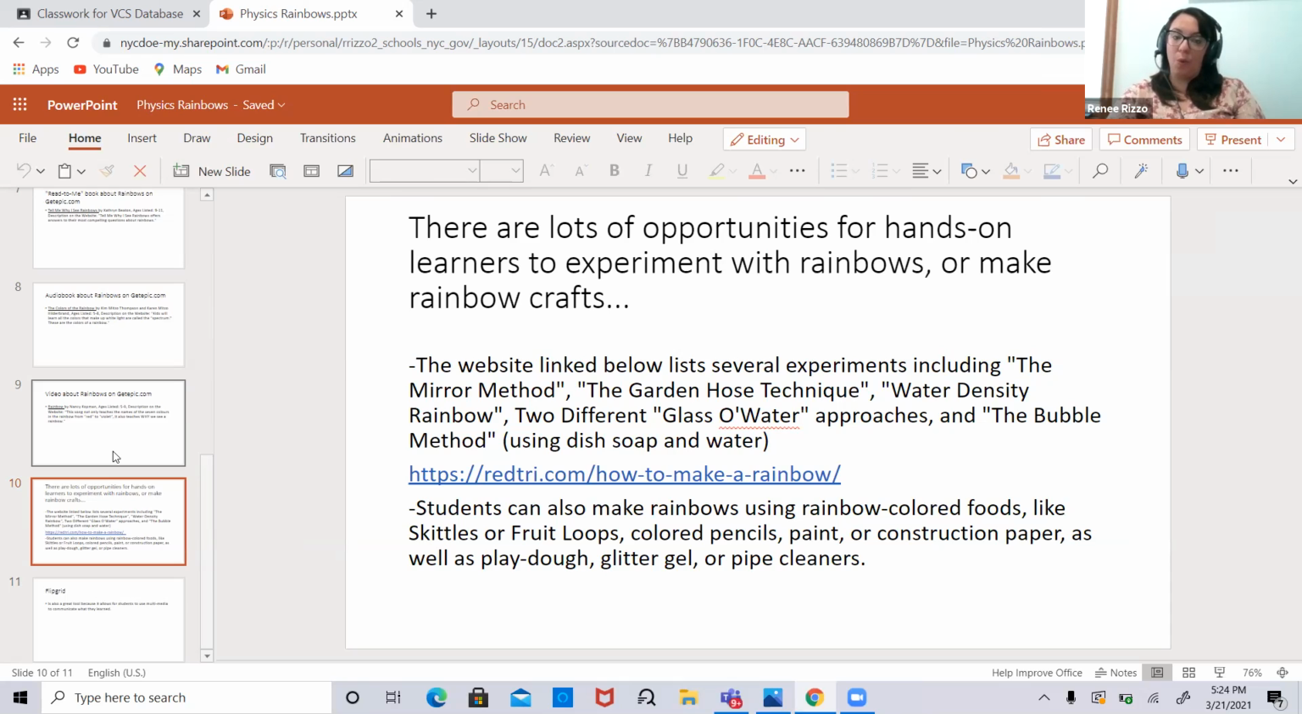They can be done at home with parent assistance, and some of them can also be done in blended settings within the classroom. Students can also make rainbows using rainbow colored foods like Skittles or Fruit Loops, colored pencils, paint, or construction paper, as well as Play Doh, glitter gel, or pipe cleaners.